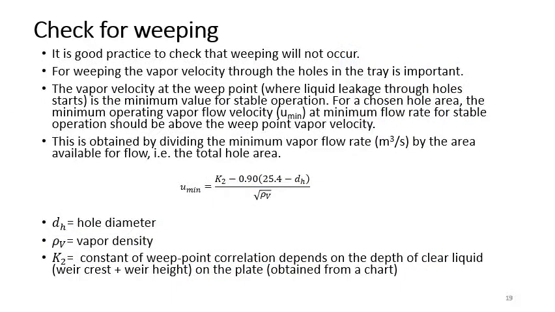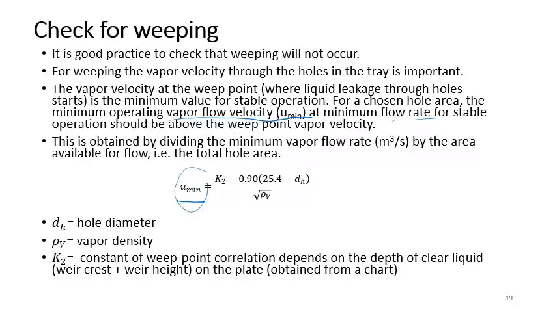Alright, another good practice is to always check whether weeping will occur or not in your column. In order to avoid weeping, you have to decide on the minimum velocity to be greater than this value. So you need to find out what is the minimum vapor flow velocity at minimum flow rate, then decide that the velocity and the flow rate must be greater than the minimum to avoid weeping.